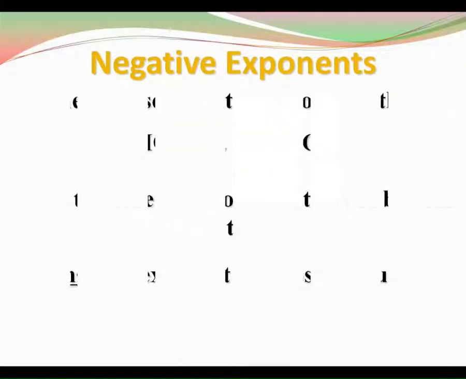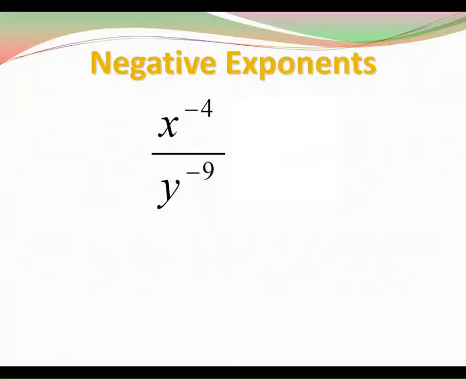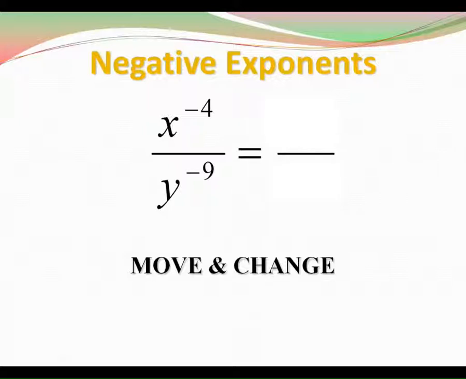So, for example, if I have x to the negative 4th over y to the negative 9th, again, I never want a negative exponent. This will be a good one to have down probably. These aren't the same base, so I can't just subtract the exponents. What I need to think about doing now is moving them and changing them. So I'm going to take this x to the negative 4th and move it to the denominator, because when you move it, it's going to make it a positive 4th power.